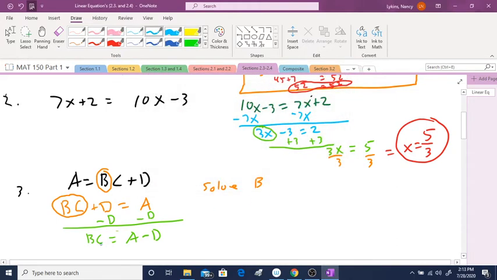And by doing that, think about earlier in this example up here on number 2, when you had 3x right here, and it's 3 times x divided by 3, same thing here. It's BC. We're trying to solve for B, so I need to divide C by the whole thing. So now my answer is going to be B equals A minus D over C. Or you could split up and say A over C minus D over C.